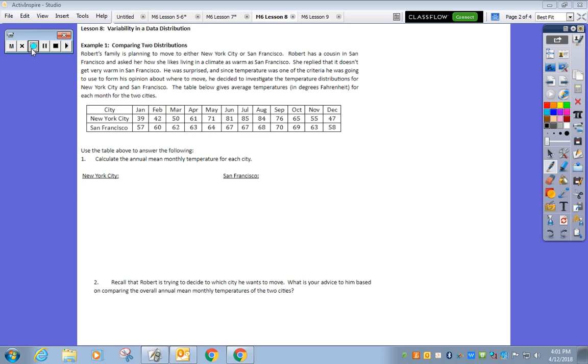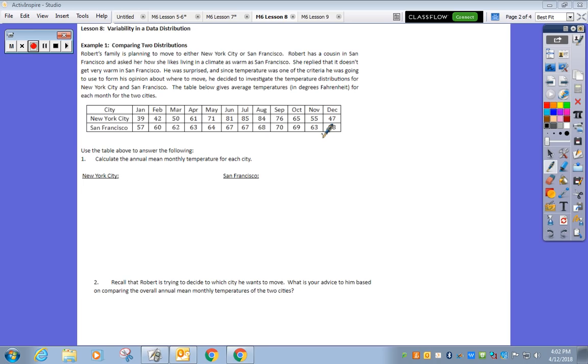The table below gives average temperatures in degrees Fahrenheit for each month for the two cities. So you'll see that they have listed New York City and San Francisco. Across the board, they show the average temperatures for each month. And we're going to look at these two to figure out where he should move. So we're going to start by finding the mean temperature for each city.